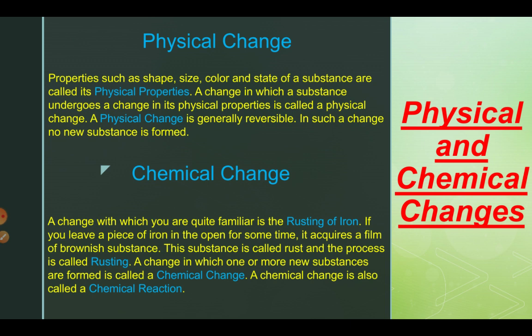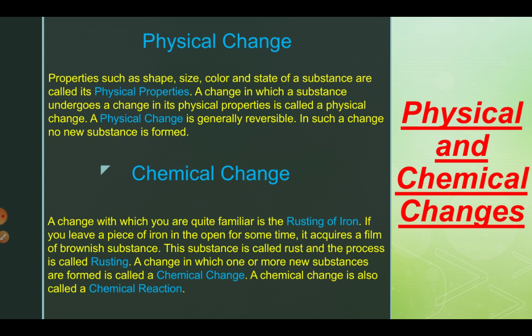So, physical and chemical changes. Physical change. Properties such as shape, size, color, and state of a substance are called physical properties. A change in which a substance undergoes a change in its physical properties is called a physical change. A physical change is generally reversible. In such a change, no new substance is formed.